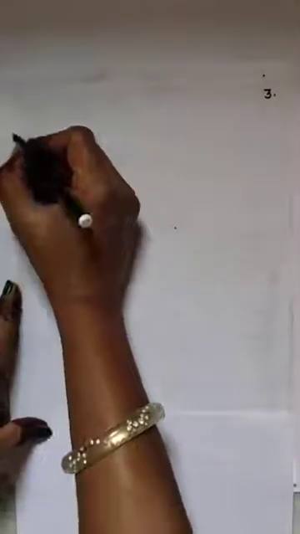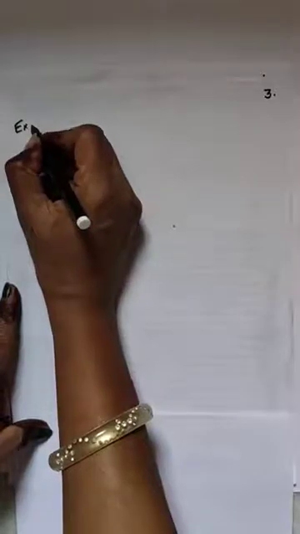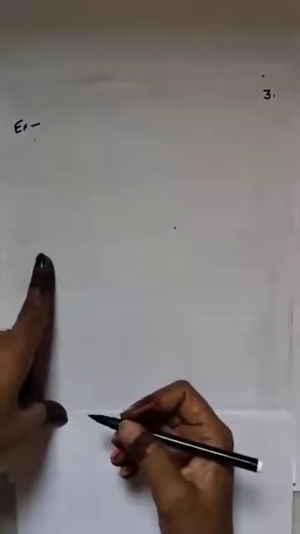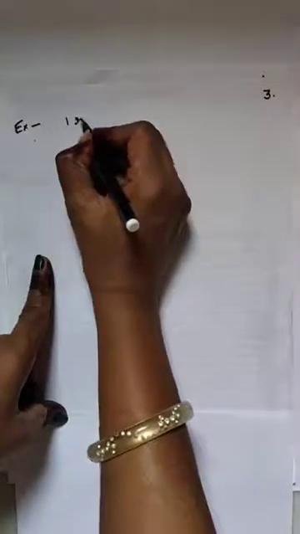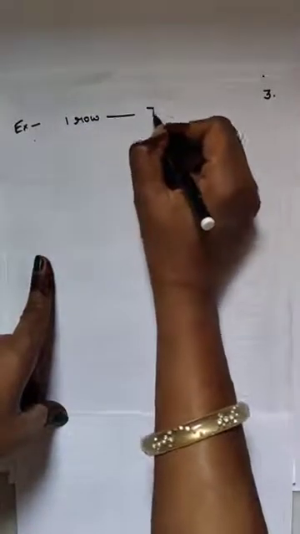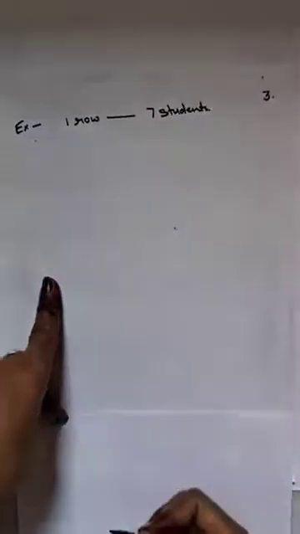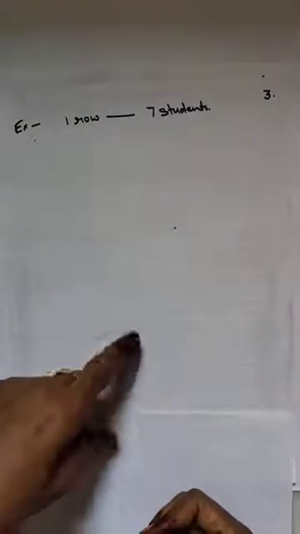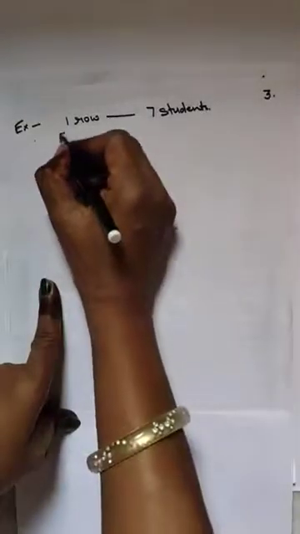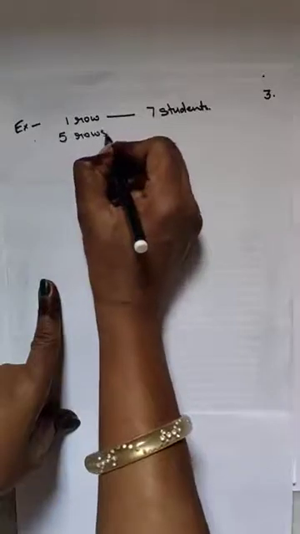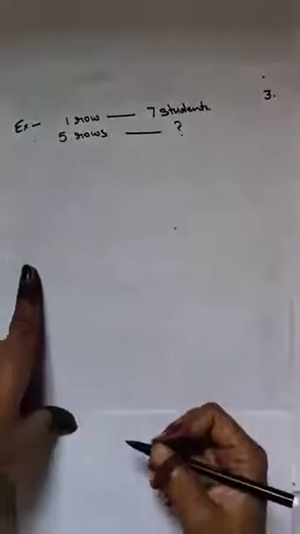It is not necessary that we will use this type of rule in matchstick patterns only. In our daily life also we can make this pattern. See one example. Suppose in one row, 7 students are sitting. In one row, there are 7 students. Then how many students are there in 5 rows?